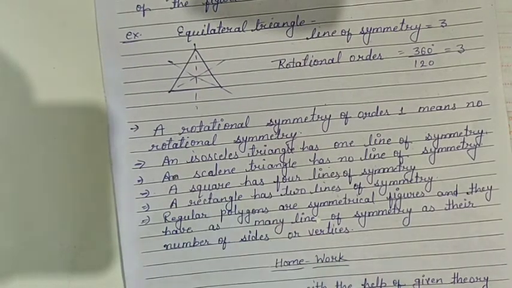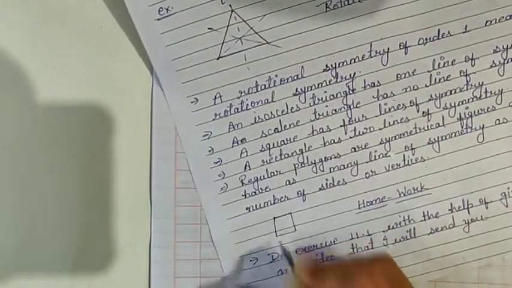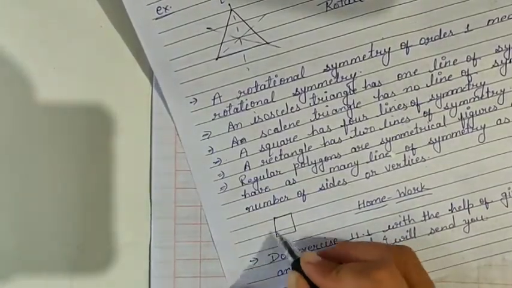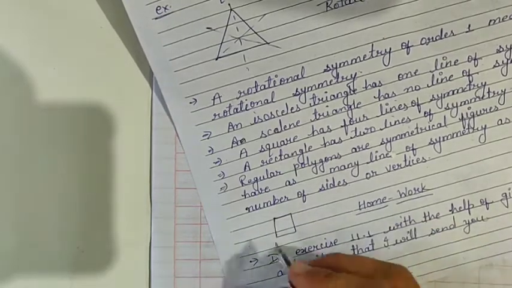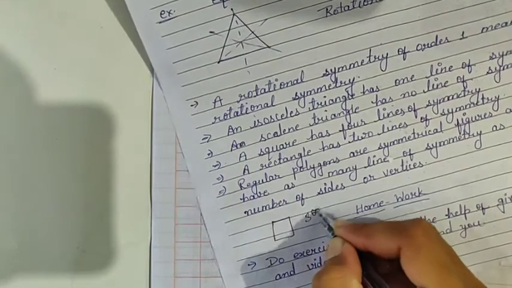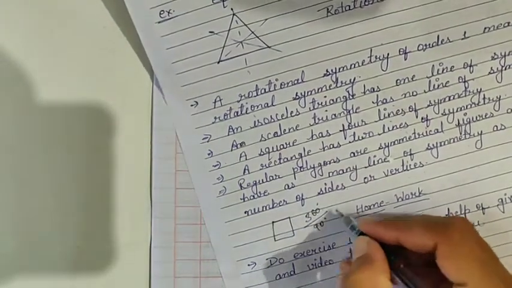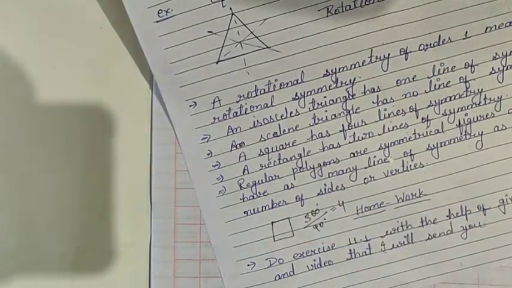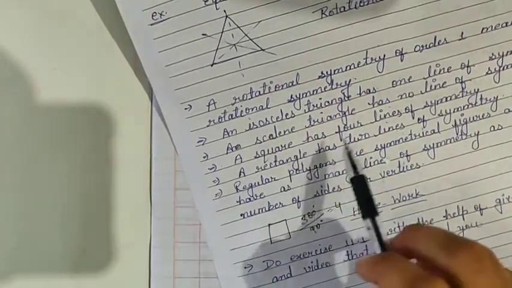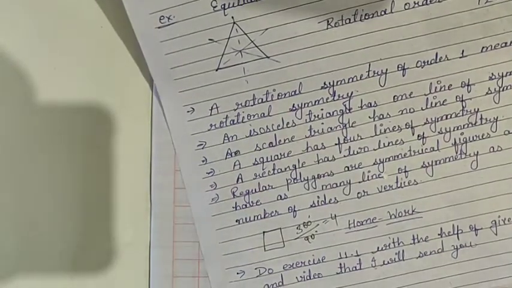A square has 4 lines of symmetry. So rotational order of a square, this is a square, and when we rotate a square by 90 degree, then its shape and size will remain same. So order of rotation of a square is 360 degree upon 90 degree, that is equal to 4. So a square has 4 lines of symmetry and its rotational order is 4.